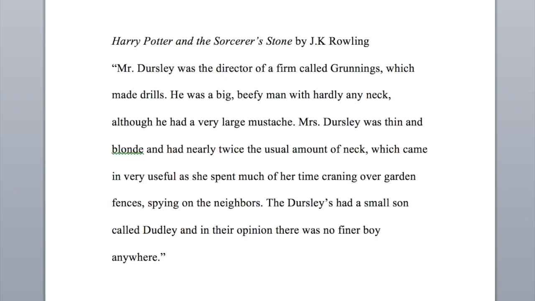So now we can look at the good detail words that J.K. Rowling uses in this passage. So we have big and beefy. He also has hardly any neck. So that describes what he looks like. So now we have a good image in our head of what to think of Mr. Dursley. Also, very large mustache. Mrs. Dursley, who was thin and blonde, and having nearly twice the usual amount of neck, which came in very useful as she spent much of her time craning over garden fences, really tells us, although it's kind of a joke, what kind of person she is by talking about how she cranes over fences. We know that she's a little bit of a nosy person.